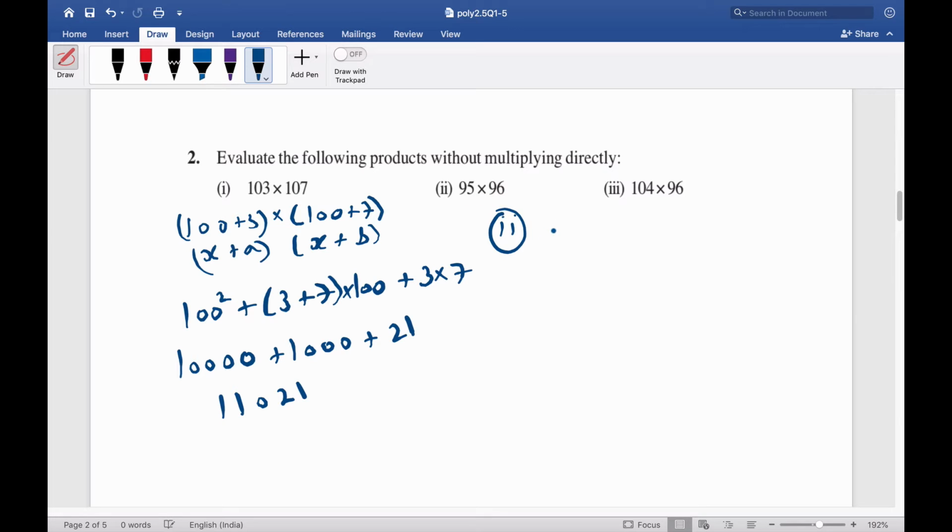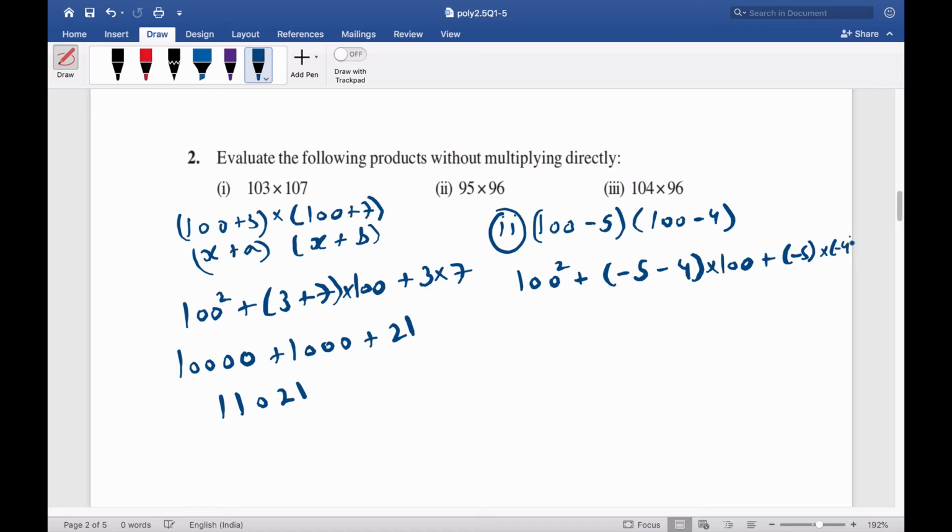There are many ways of solving this. Some people will write it as 90 plus 5 and 90 plus 6. But I prefer 100 minus 5 into 100 minus 4. So my a is minus 5 and b is minus 4. So I get 100 square plus minus 5 minus 4 into 100 plus minus 5 into minus 4.